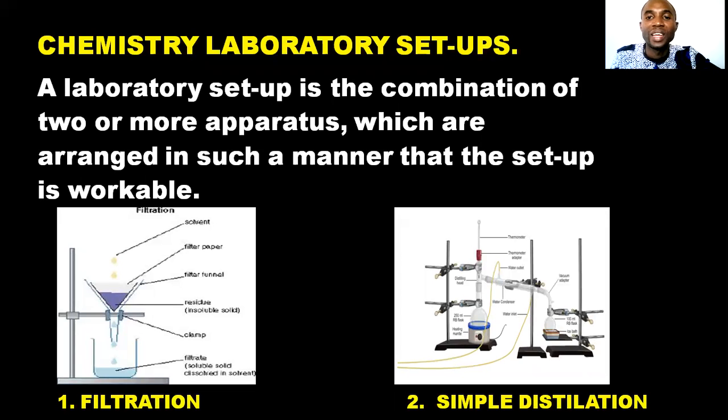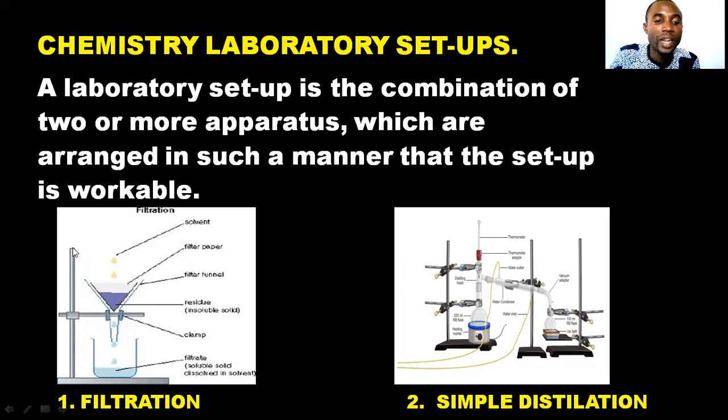Now, let's talk about the setups in the lab. We have different setups, things that we set up in the lab, and a chemistry laboratory setup is the combination of 2 or more apparatus. When 2 or more apparatus are joined together, clipped together with 1 or 2 things, they are arranged in such a manner that the setup is workable. It's been set up to carry out a particular thing. So one of them is filtration.